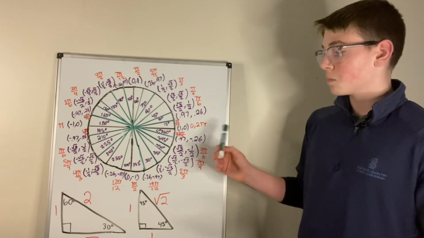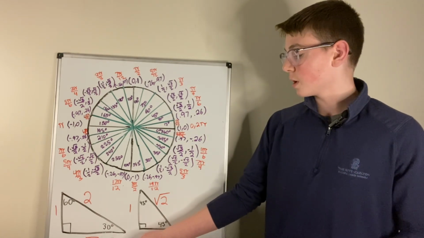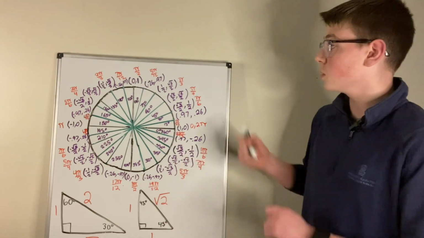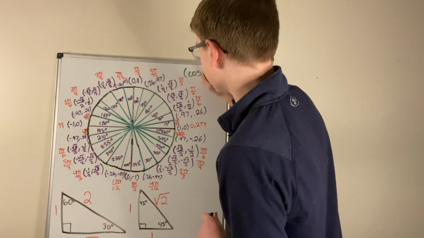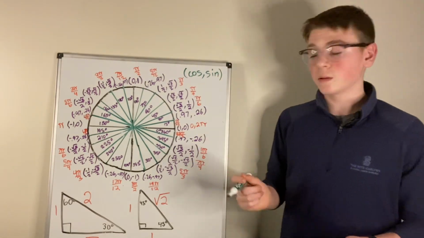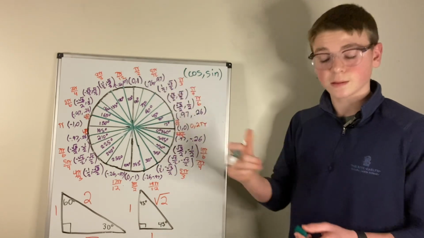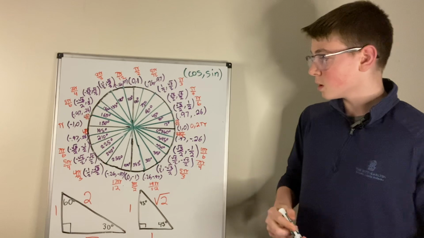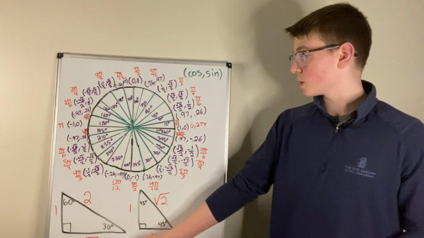30 degrees. Well, we can make our 30, 60, 90 triangle. 30 degrees, it goes cosine, then sine. So x is cosine, y is sine. So cosine is the distance over, sine is the height. So 30 degrees, we put it in our 30, 60, 90 right triangle.